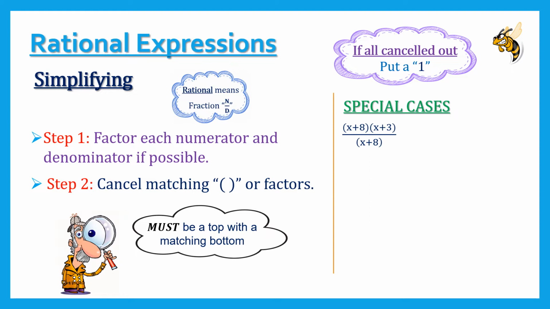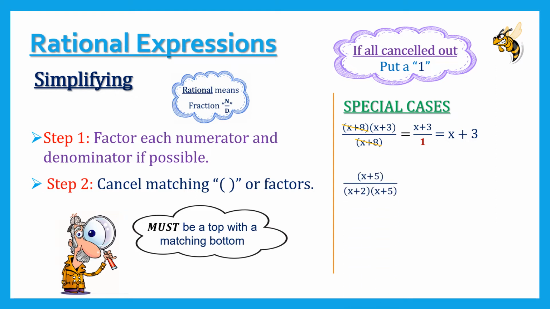We have x plus 8 times x plus 3 all over x plus 8. There's an x plus 8 in the top and there's an x plus 8 in the bottom, so therefore they cancel each other. There's nothing left in the bottom, so I need to use a 1, so therefore it's going to be x plus 3 over 1, and anything over 1 is itself. So the answer would just be x plus 3.